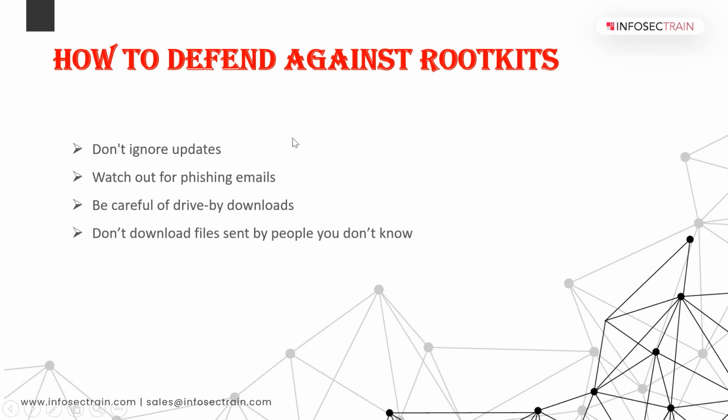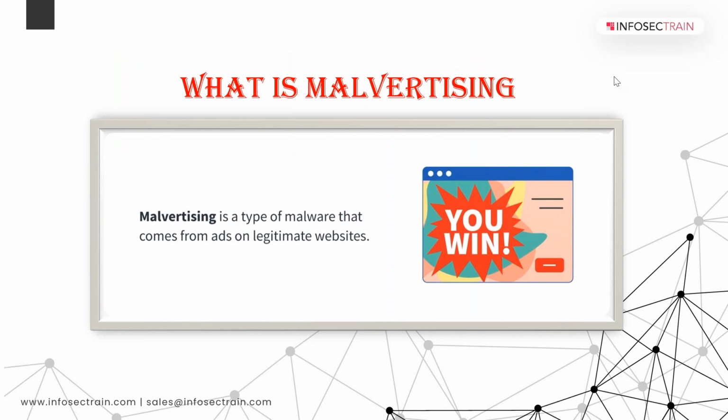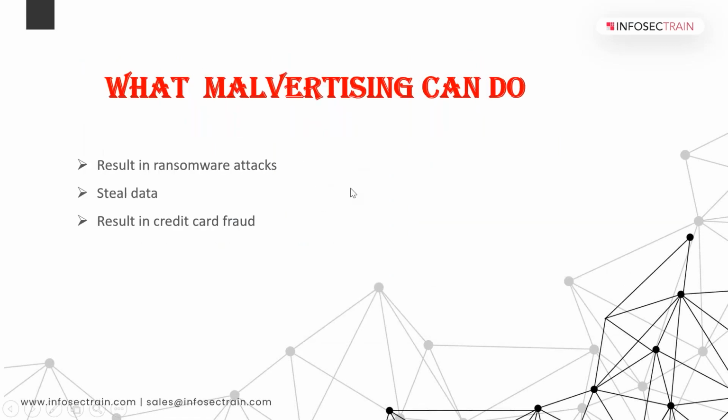And what is malvertising? It is a type of malware that comes from ads on legitimate websites. So that is malvertising. What it will do is result in ransomware attacks, it will steal data, and it will result in credit card fraud. So that is what malvertising can do.